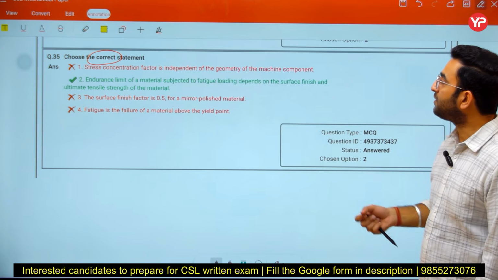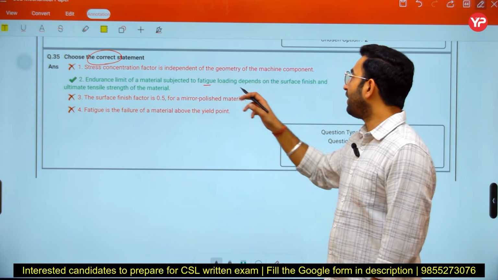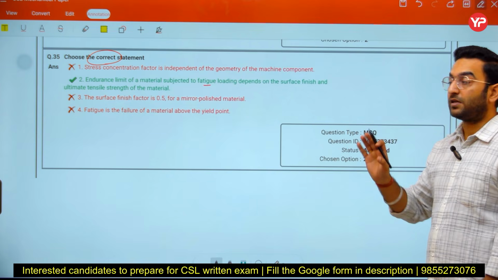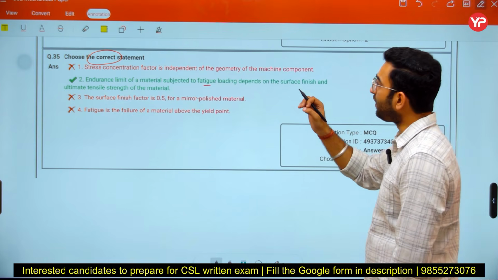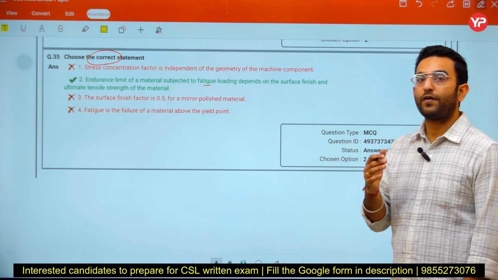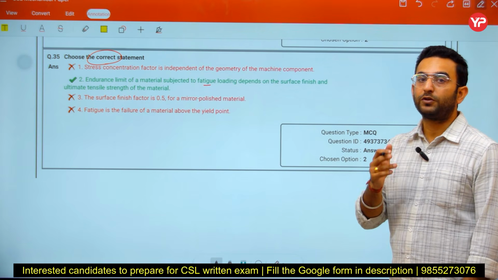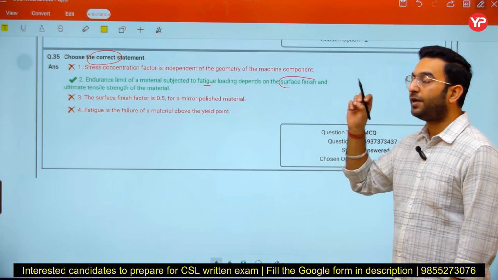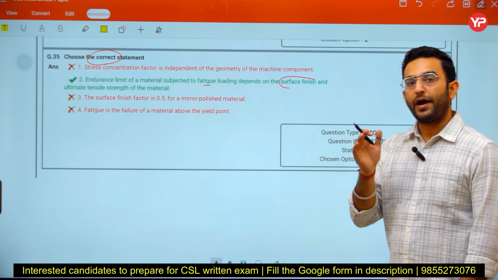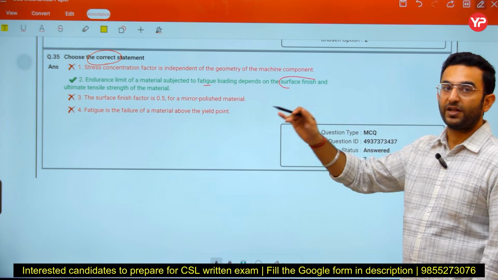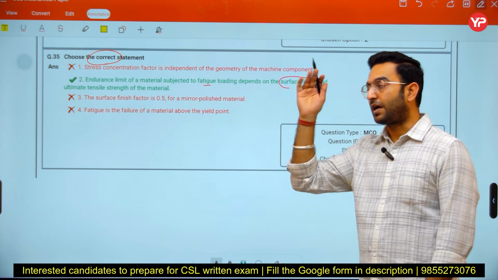Endurance limit of a material subjected to fatigue loading depends on the surface finish and the ultimate tensile strength of the material. That is the correct answer, because if you want to increase the endurance strength of a material, you have to ensure the surfaces are not rough. So the surface finish affects the endurance strength of a material, and it also depends upon the ultimate tensile strength of the material, as we have seen in the starting questions.